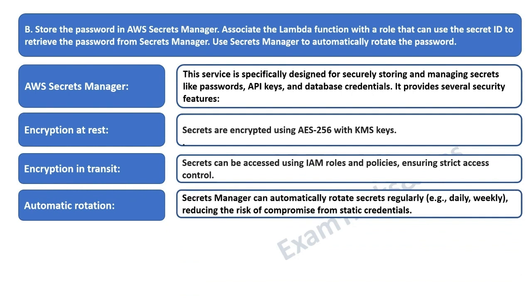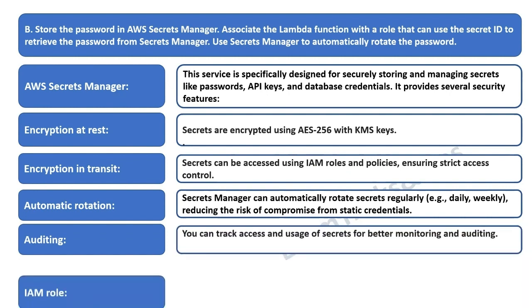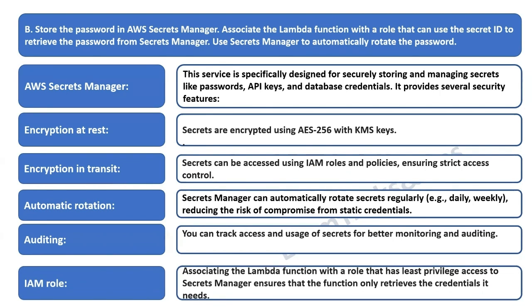Auditing. You can track access and usage of secret for better monitoring and auditing. IAM role: associating the Lambda function with a role that has least privileged access to Secrets Manager ensures that the function only retrieves the credential it needs. So these are the advantages of this overall solution. So this is the perfect answer for storing secrets in an AWS scenario.